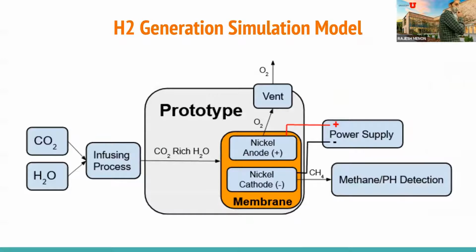Here's a quick model of our simulation, just an overview. We plan to saturate CO2 into water with an infusing process. And within our prototype, we'll feed that CO2-rich H2O into a series of membranes that have an anode and a cathode made of nickel. And the outputs are up top, which is oxygen, and then out the side, which is CH4, with power coming in from the other side as well.